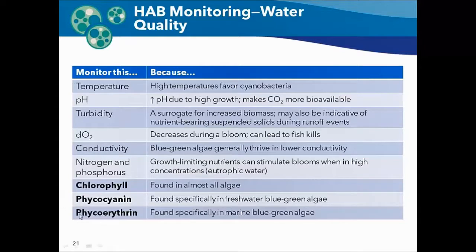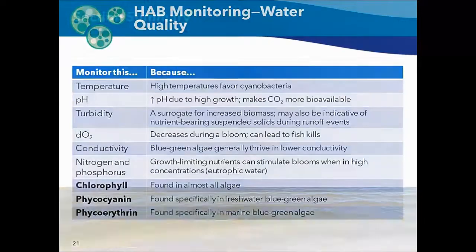Three water quality parameters we're going to talk about a lot for the rest of this presentation are these photosynthetic pigments that are found in blue-green algae: chlorophyll, phycocyanin, and phycoerythrin.